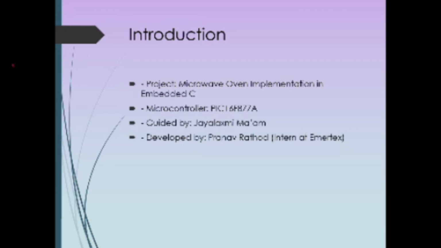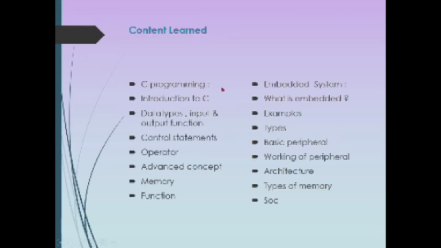The content we learned in the internship for C programming is: introduction to C, data types, input and output functions, control statements, operators, advanced concepts, memory, and functions. And in embedded systems, we covered topics like what is embedded, examples, types, basic peripherals, working of peripherals, architecture, and types of memory.